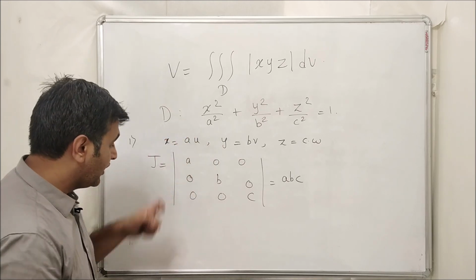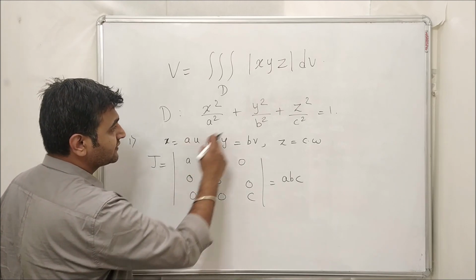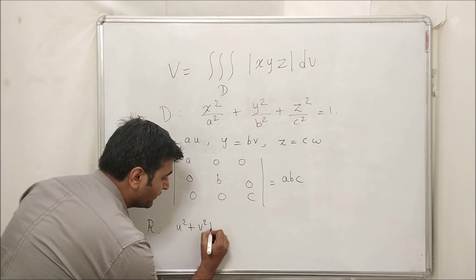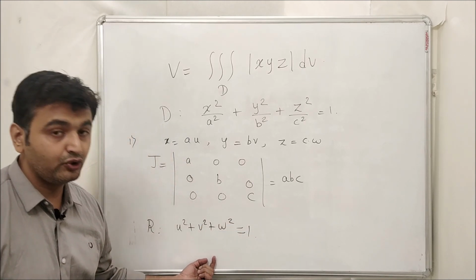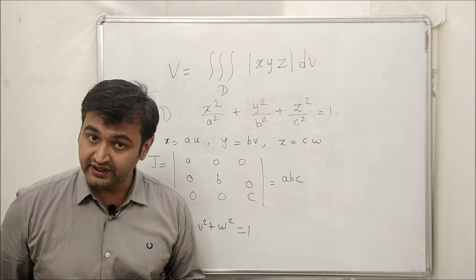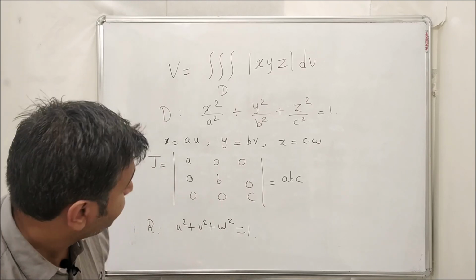The surface in xyz three-dimensional space is the ellipsoid. Now what is the region R in u, v, w space? If you replace your x, y, z over here, you get u square plus v square plus w square equal to 1. So you get a sphere in u, v, w space. And whenever you have a sphere, we have spherical coordinates with us, so we'll take the help of spherical coordinates. So let me erase this.